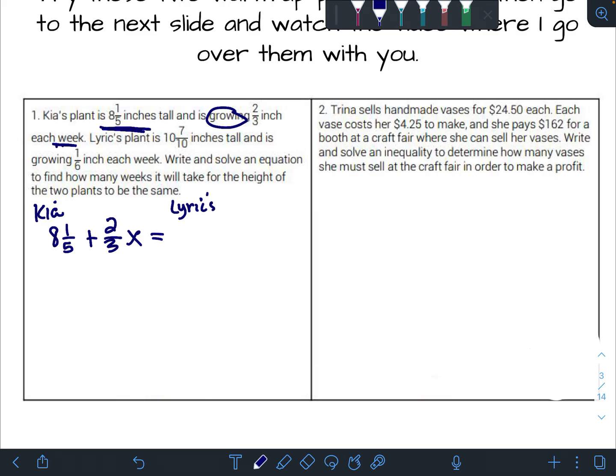Then Lyric's plant starts out at 10 7/10 inches tall. So I know that's the constant, that's where it is starting. And then it grows, so I know that's going to be a plus, 1/6 inch each week.